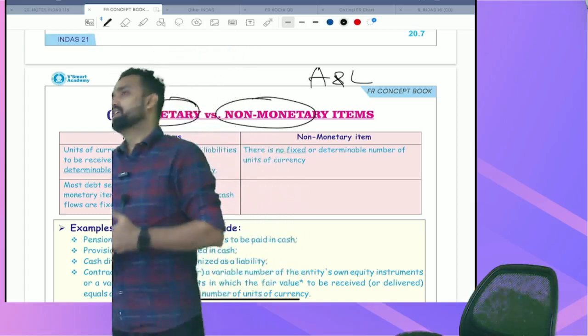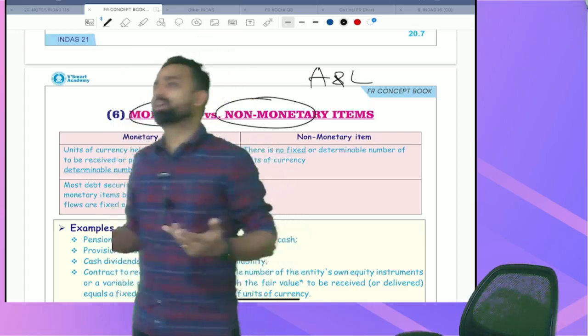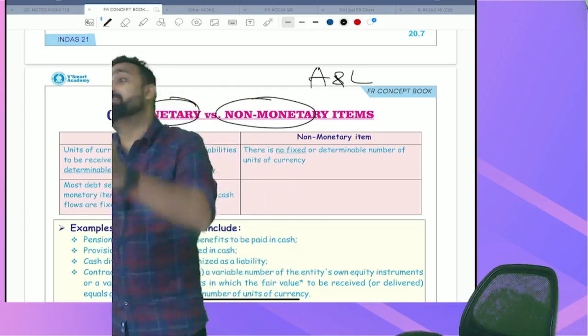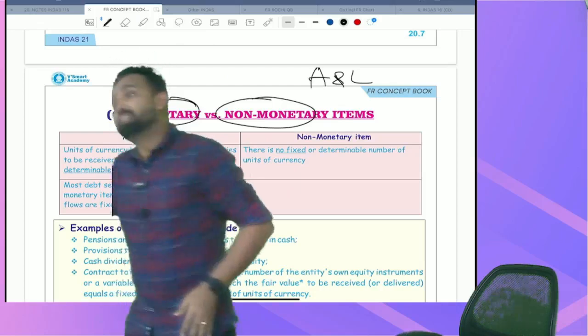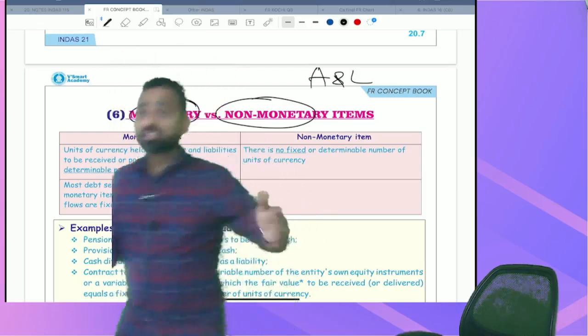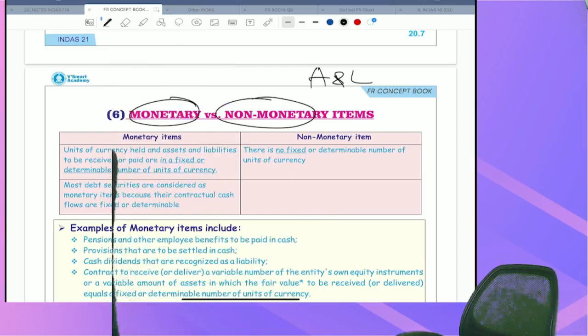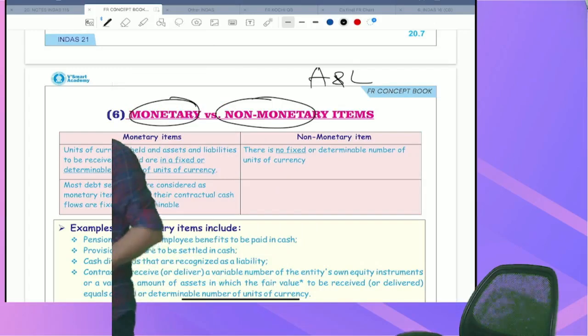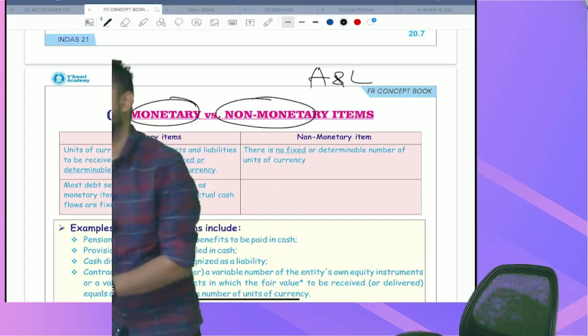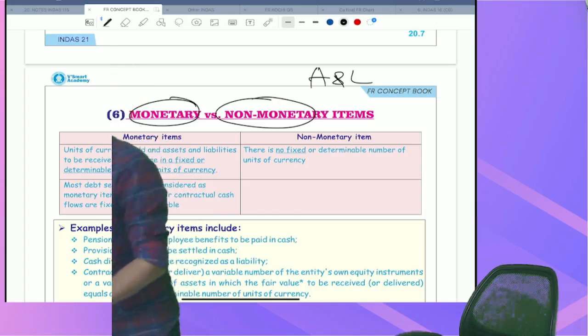Okay, fine. So why am I dealing with this monetary, non-monetary? Because Ind AS provides the treatment based on monetary and non-monetary. There is a different treatment for monetary assets and liabilities, and a different treatment for non-monetary assets and liabilities. You have to understand this first. Now we have decided what is monetary and non-monetary. Understood or not?